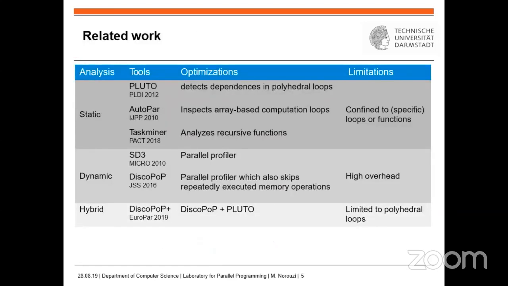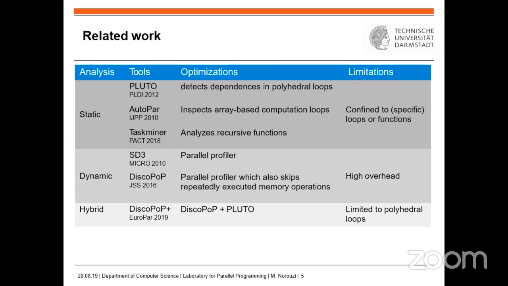A great deal of research has been made in the field of data dependence analysis, though most of the work focuses on either static or dynamic methods. Pluto, Autopar, and Taskminer are all examples of parallelization tools which implement only static dependence analysis, whereas the Discopop project implements only dynamic profiling to find dependencies. Many fewer attempts have been made at actually combining the two methods.